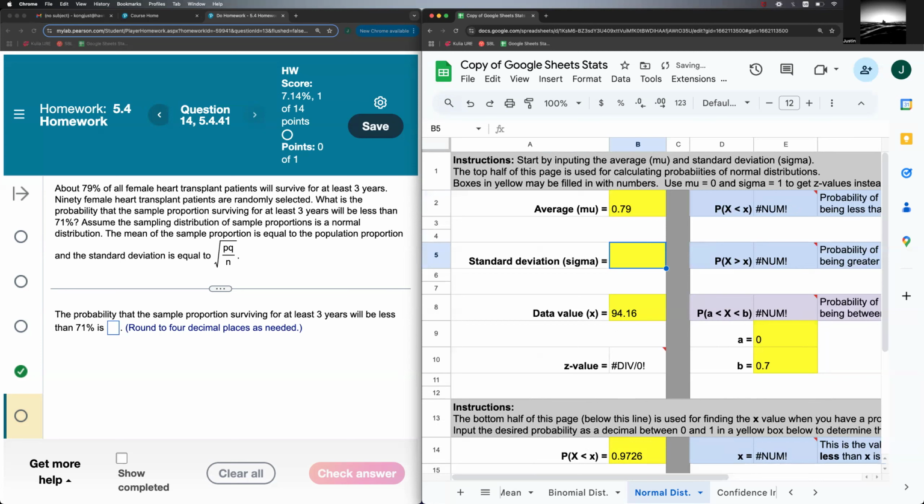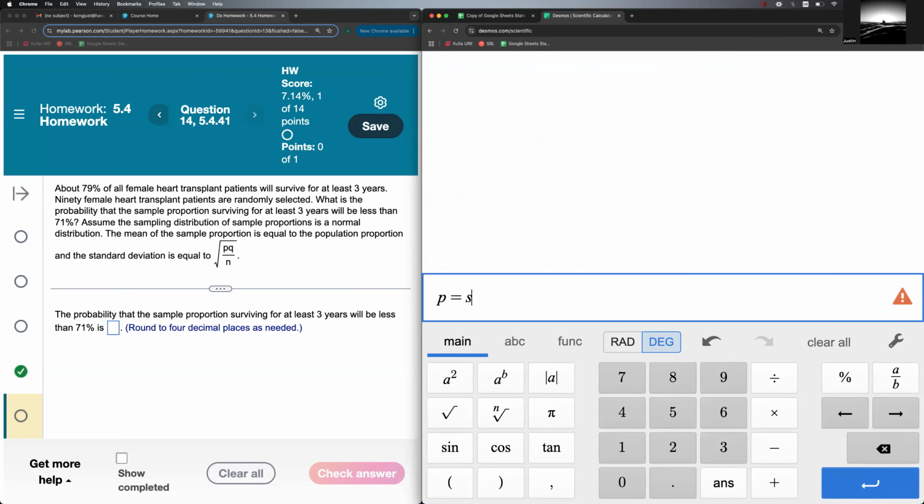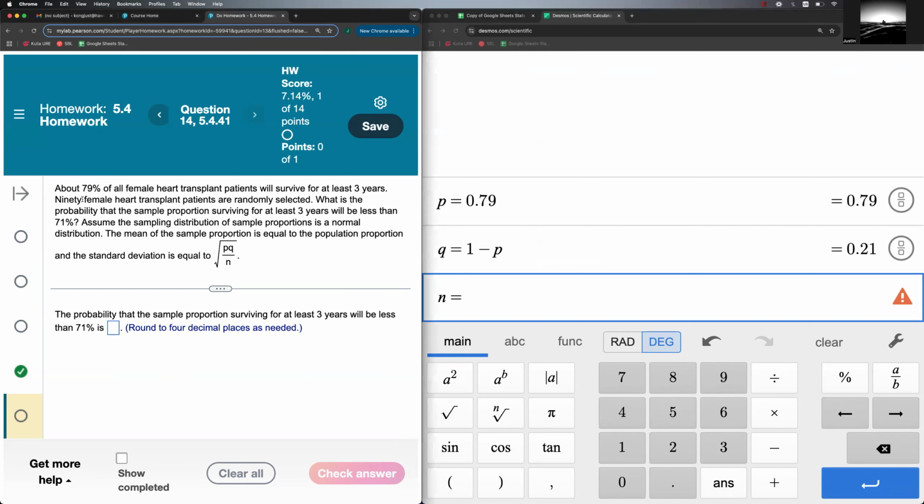And then for the sigma, I want the square root of PQ over N. Let me do this in a separate calculator so you can see exactly what's going on here. So here, P is 0.79, the probability of success, meaning survival. Then Q would be equal to 1 minus that. So in this case, 0.21, right? 1 minus 0.79. And then N is the sample size. 90 female heart transplant patients, so 90.